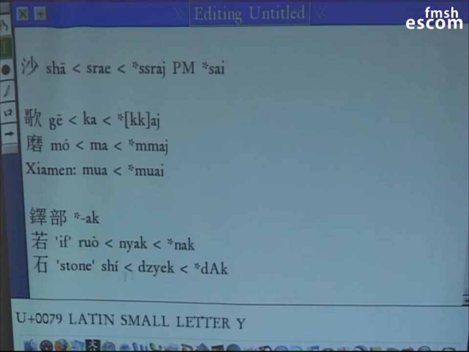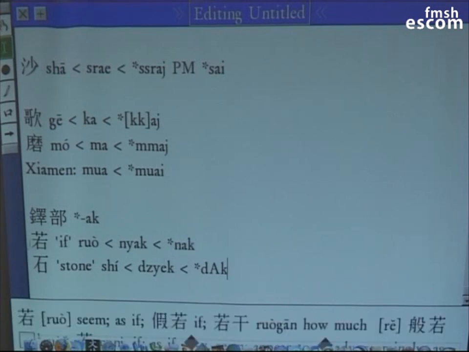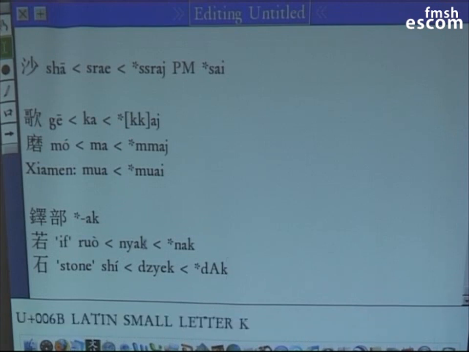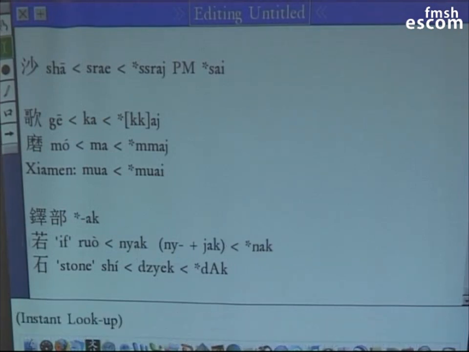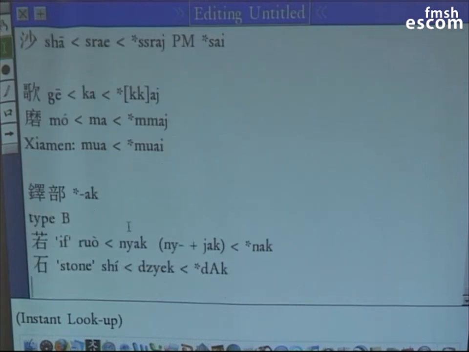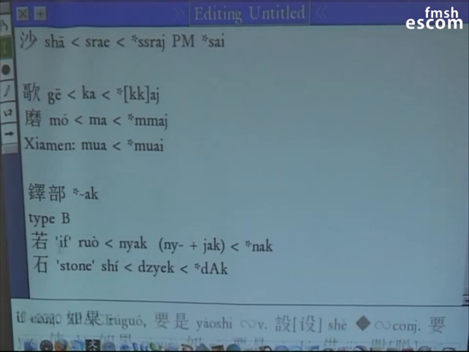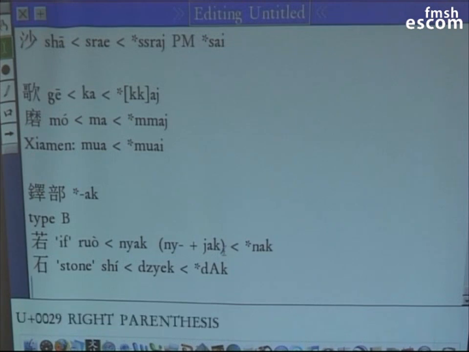And for some reason, this one comes out with this. This is actually, remember, NY plus yak. So for some reason, these are both type B, and we have two reflexes in type B. The similarity in the characters, by the way, is accidental. They're not connected. So sometimes we get J-A-K out of type B in this rhyme group, and sometimes we get J-E-K.